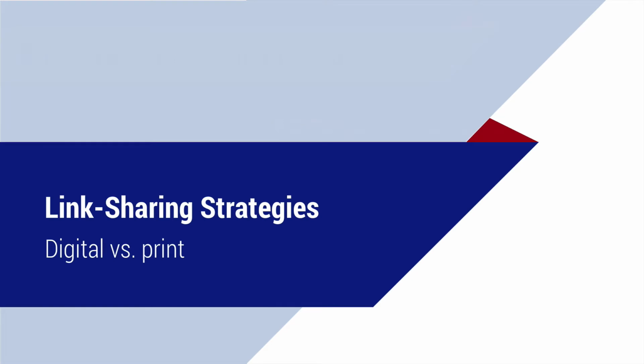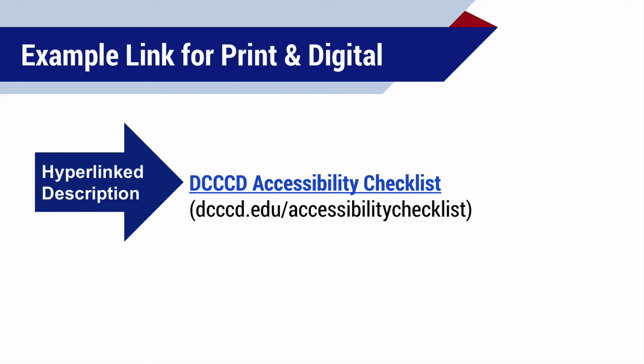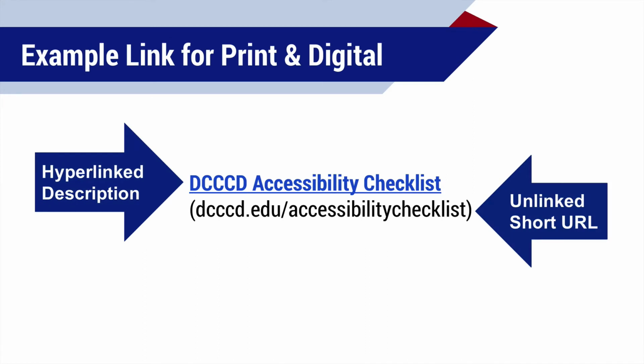A tip about materials that will be distributed in hard copy as well as digitally. It can be helpful to include the full text of the URL along with the descriptive link. Here's an example of a descriptive link accompanied by a URL for mixed digital and print distribution. First, we have the hyperlinked descriptive text, DCCCD Accessibility Checklist. Afterwards, the full URL is included in parentheses.